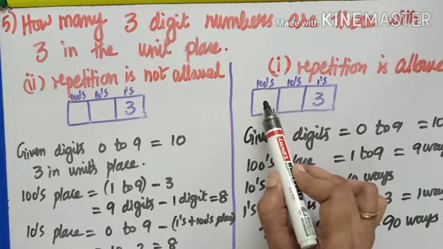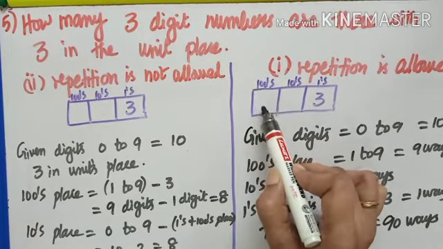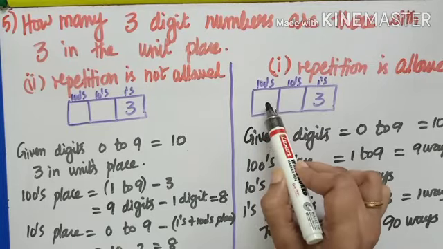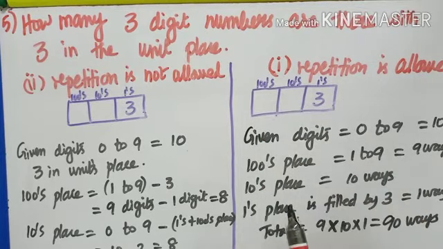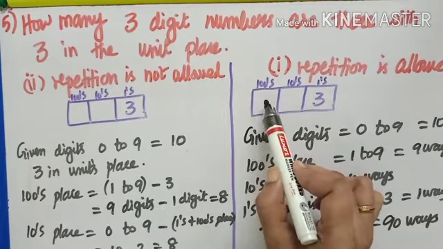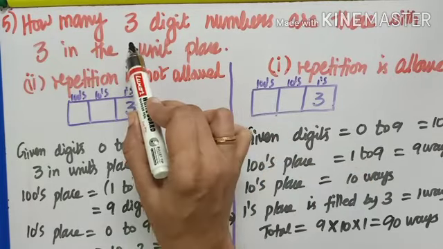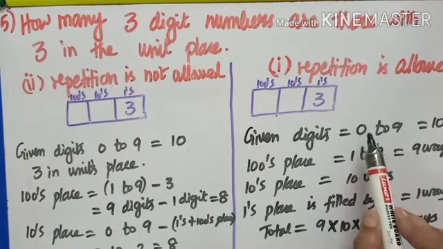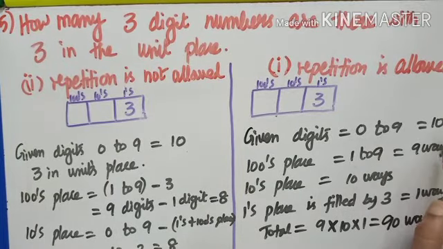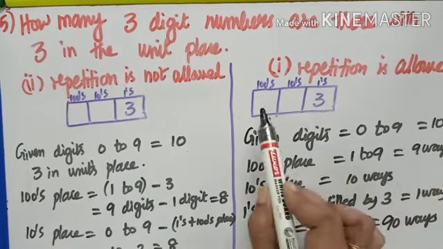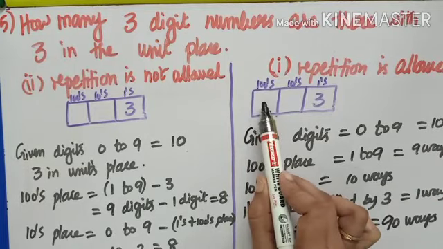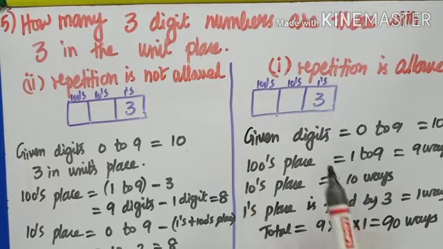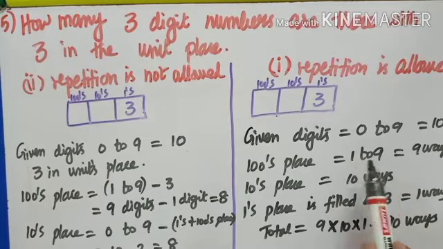Hundreds place, can 0 come? If 0 is in hundreds place, it will become a 2-digit number. 0 should not come here because the question is a 3-digit number. So, even though 0 to 9, 10 digits are given, do not put 0 in hundreds place. You can put any number from 1 to 9. How many ways? 9 ways.